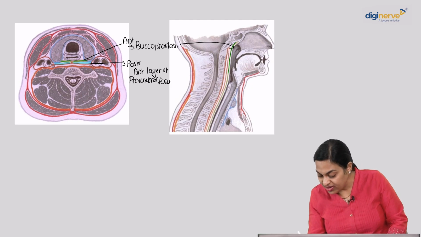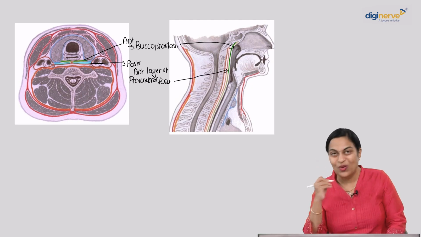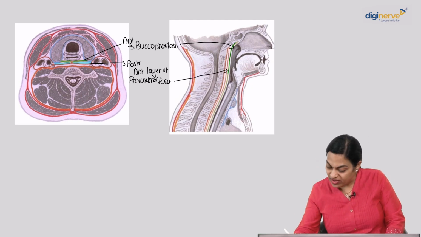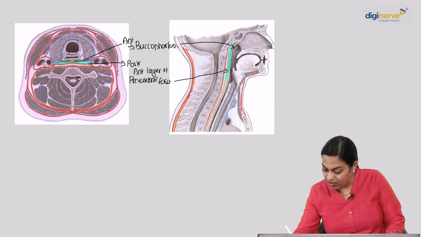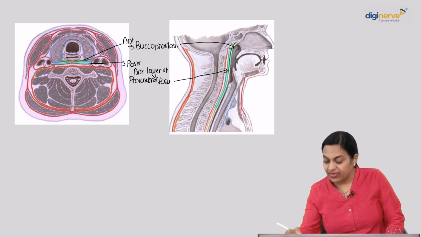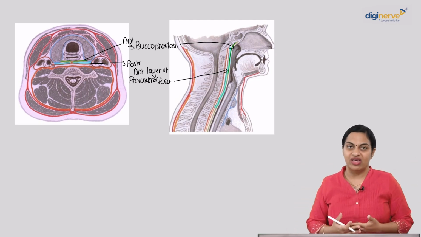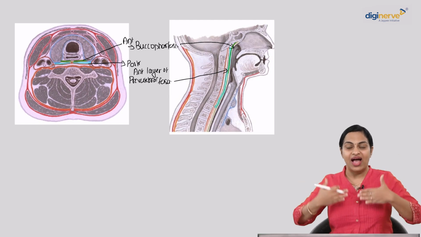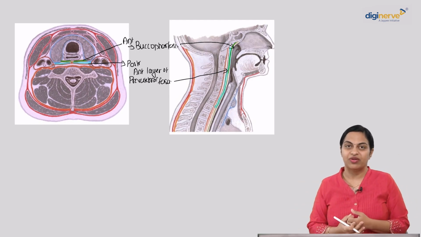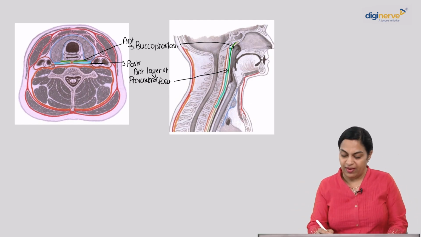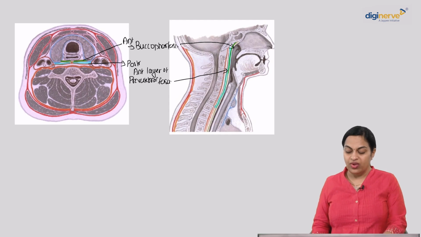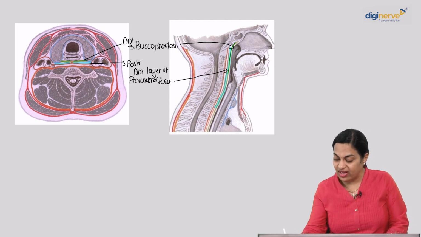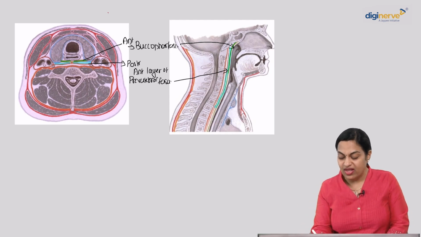So to shade it here, this will be, okay, yeah. So this is the space we are talking about between the buccopharyngeal fascia in front and the anterior layer of the prevertebral fascia behind. Now, this space is called the retropharyngeal space.